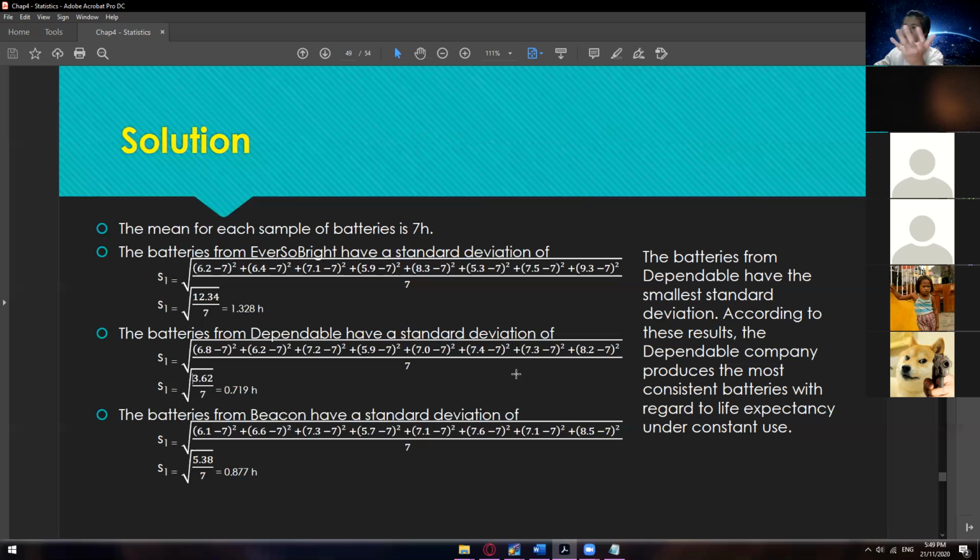So as you can see, I'll ask which one. Which company is the most consistent, or has the best price to performance ratio? Dependable. So it is dependable. Again, the idea of getting the standard deviation is for you to know whether it will pass or fail. So the lesser the standard deviation, the better. The least standard deviation here is the dependable, which is 0.719, compared to the others, which are 0.877 and then 1.328. So this is an explanation that dependable is the most reliable battery.